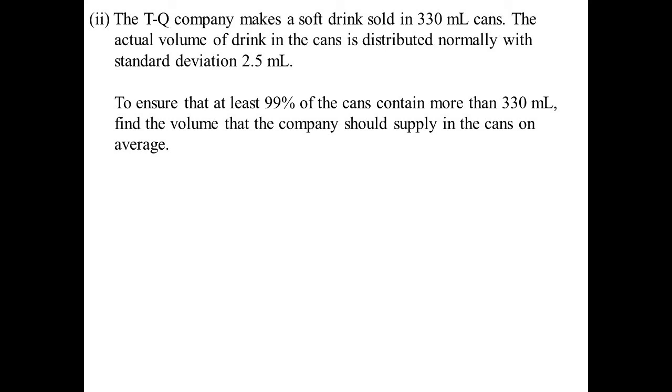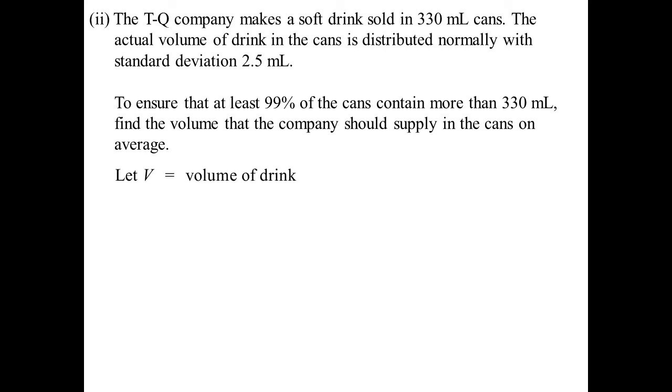Certainly, we don't want it to be less than that, or people are going to get upset. So the machine that's going to put the drink into the can, what should we set it at? What volume should we set it at so we know we're going to get a 99% chance of there being more than 330 mils when it distributes the fluid?